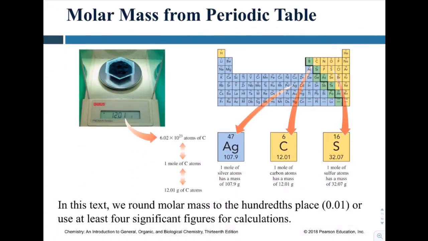Again, on the periodic table is where you'll find all of your molar masses. I would love for you to give me 2 decimal places. So please round to the hundredths place. Sometimes periodic tables will give you more than that, which is fine, but don't ever do less than the 2 digits after the decimal. So at least 4 sig figs, or 2 digits after the decimal.